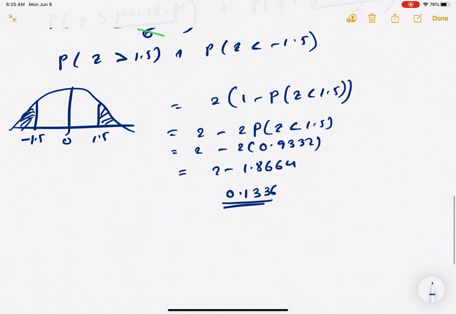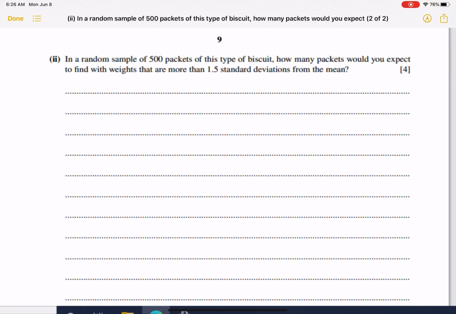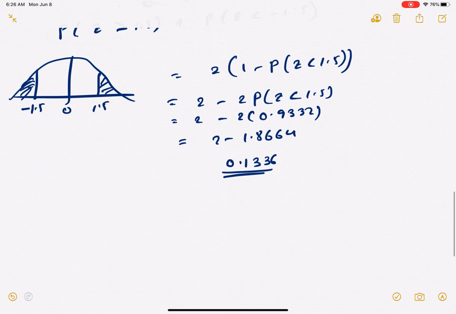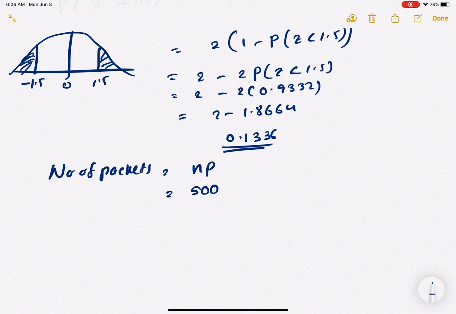That's what I mean. And then the number of packets that they ask you to find, they say how many packets would you expect. So that's going to be the expected value. So the number of packets should be np, where n is 500 times 0.1336. So that value is equal to 66.8. If you round it up, I would say 67 packets. Hope you understand.